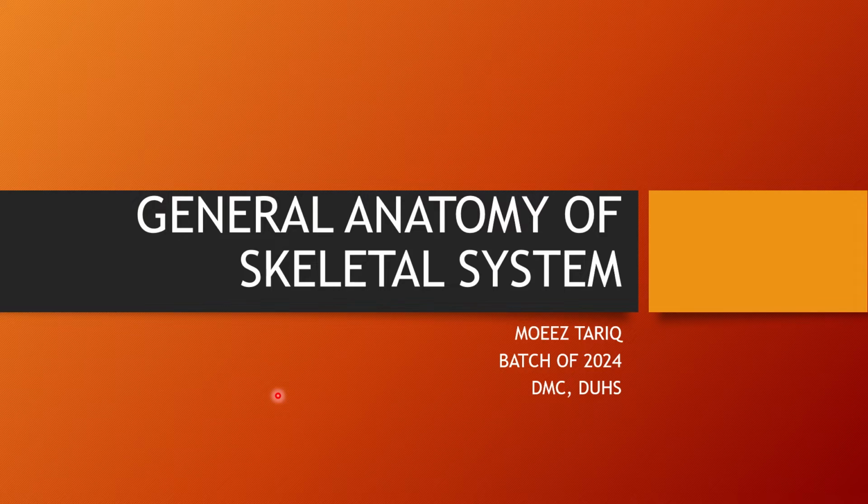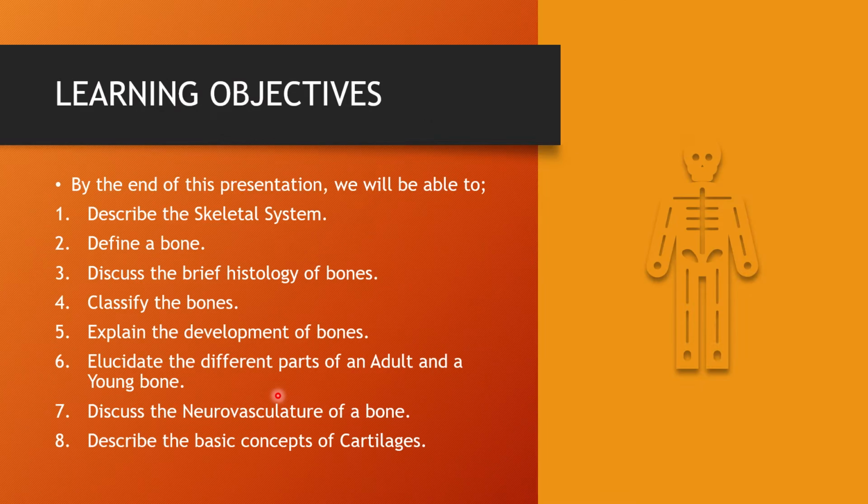Now the topic of discussion is the general anatomy of the skeletal system. It is one of the most important topics which we have to study in our foundation of medical sciences. So by the end of this presentation, we will be able to describe the skeletal system. We can define a bone.